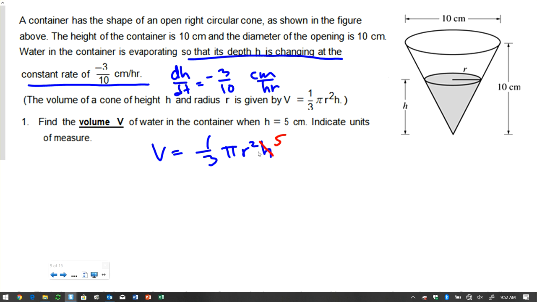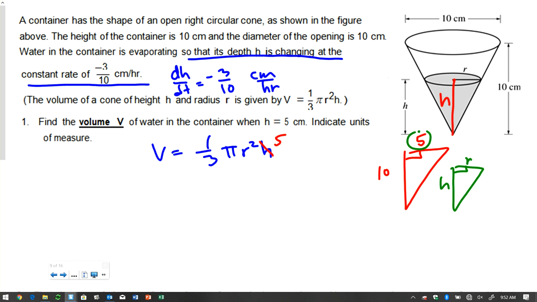H is 5. What is R? Do you know R when H is 5? Well, let's think about it. This is H is to R as 10 is to 5. You guys good with that? Similar triangles over here. Why is this not 10? Because it is the diameter that's 10. The radius is 5. So you're going to put on the side H is to R as 10 is to 5, which is really 2 over 1.